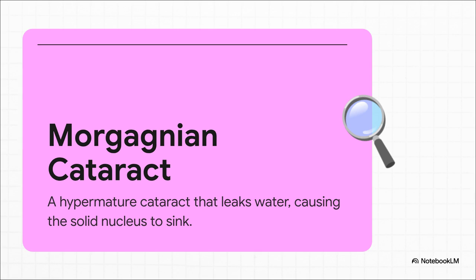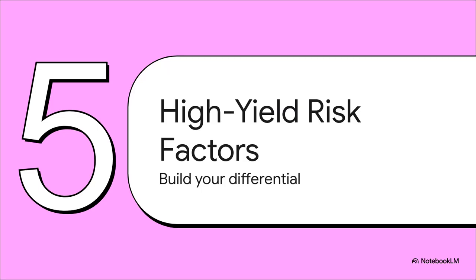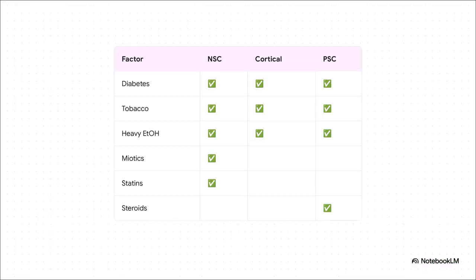Clinically, if an elderly patient presents with profound vision loss, you're going to see a completely white lens with no red reflex and a brown nucleus just resting at the bottom. And finally, Section 5, high-yield risk factors. Go ahead and literally screenshot this slide right now. This is your ultimate OCAP rapid-fire matrix.